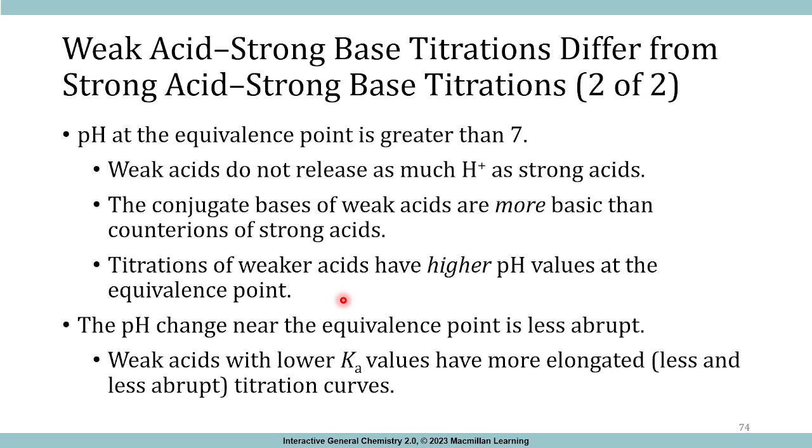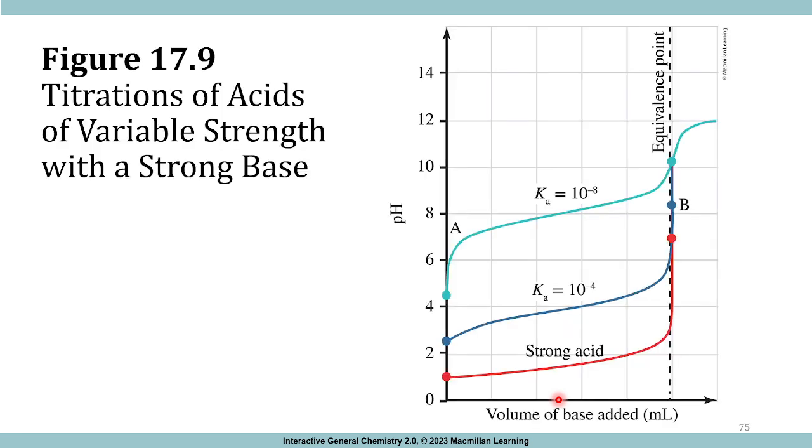The pH change near your equivalence point is going to be less abrupt. It's going to have a less infinite slope. Okay? Strong acids, strong bases, they're almost straight vertical at that slope, at your equivalence point. A weak acid is going to have a slope that is lesser, less drastic. The weak acids with the lower Ka values are going to have more elongated and less abrupt titration curves.